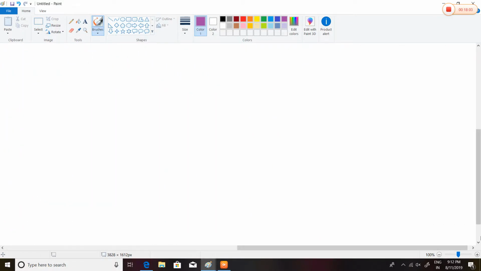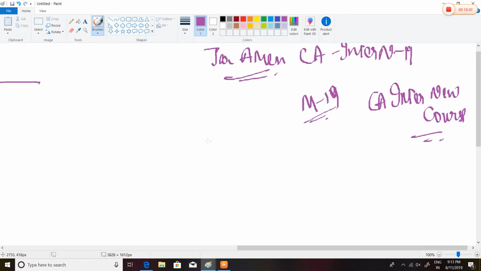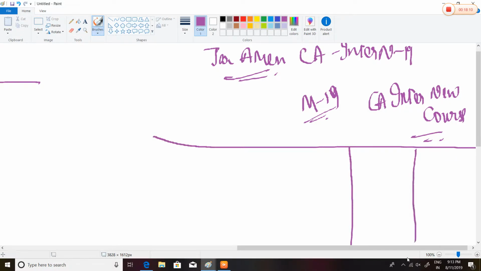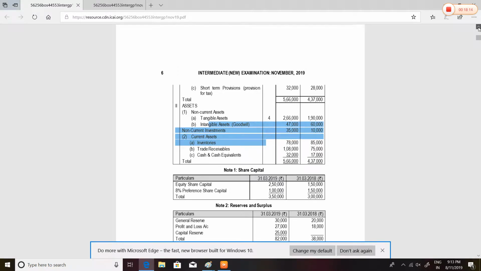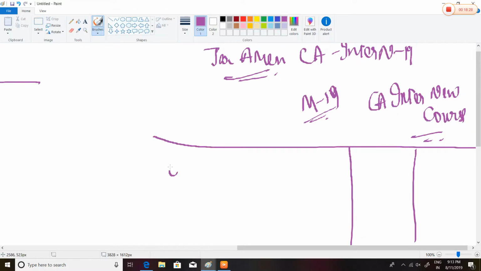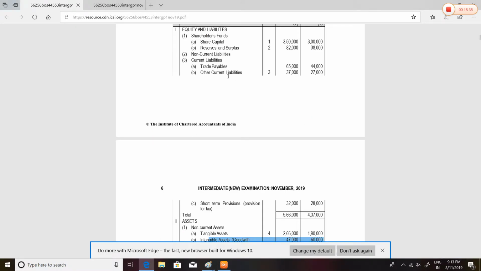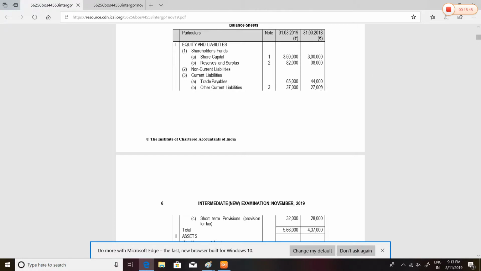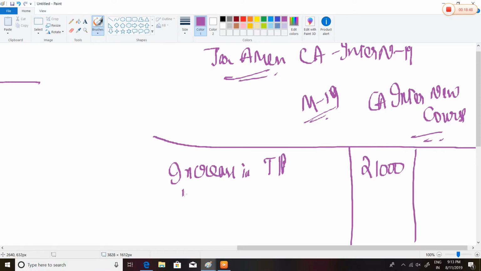Then we have current liabilities. See, trade payables have been increased from 44 to 65. That is 21,000 increase in trade payables. Add increase in trade payables 21,000. Okay. Then other current liabilities from 27 to 37, that is an increase in other current liabilities, 10,000 rupees.